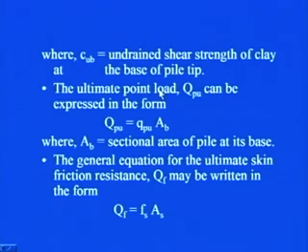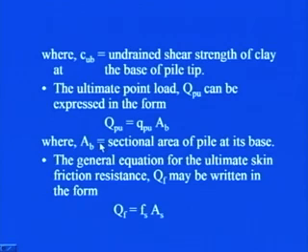Now, if we talk in terms of load, you have to multiply that intensity with the area on which it is acting. So, when you multiply this q_pu, that is the intensity, by the base area, you will get the ultimate point load, which is resisted or which is due to the area of the pile tip. So, it can be expressed as Q_pu is equal to this small q_pu into A_b, where A_b is the sectional area of the pile at its base.